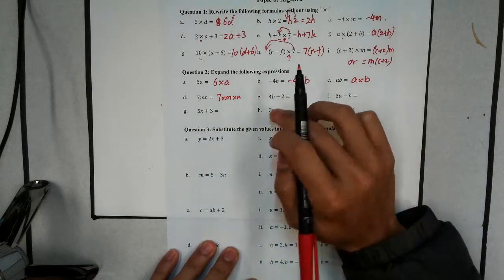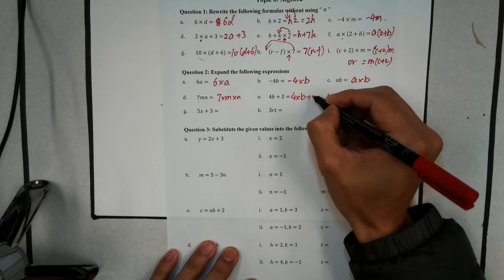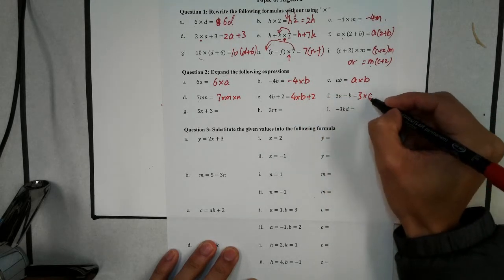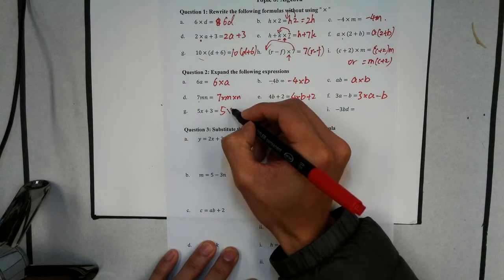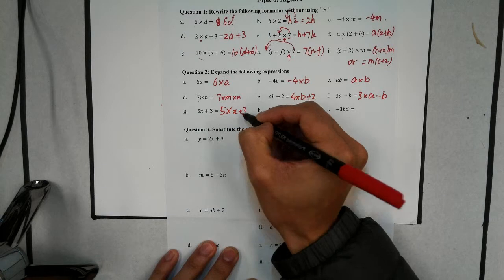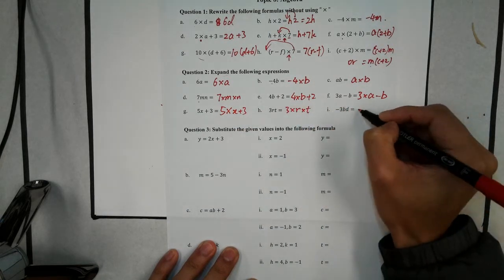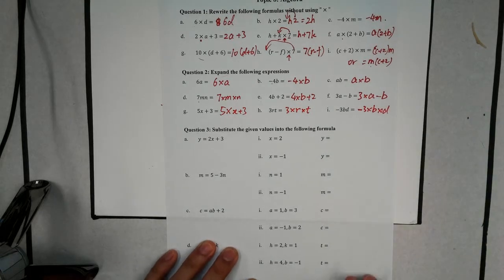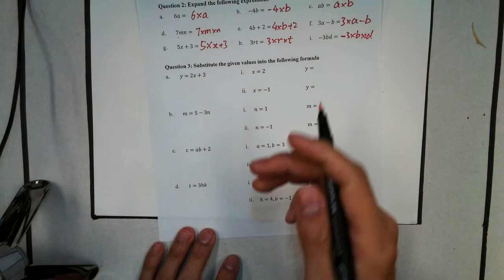multiplication. 4b plus 2 means 4 times b plus 2. 3a minus b is 3 times a minus b. 5x is 5 times x plus 3. 3 times r times t. Negative 3 times b times d. And that's all. And next one, we will see substitution.